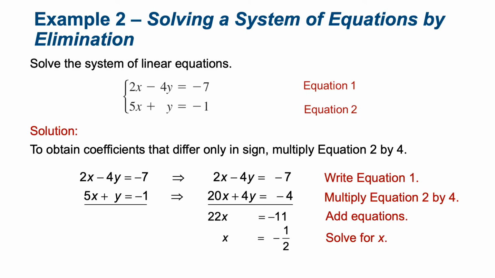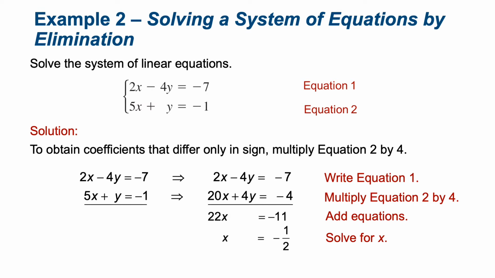Okay, let's do another one. We have 2x minus 4y is equal to negative 7, and 5x plus y is equal to negative 1. So in order to obtain coefficients that only differ in sign, we're going to multiply the second equation by 4. Okay, so we get the same thing for equation 1, but then on the bottom we would get 4 times 5 is 20x plus 4y is equal to negative 4, because we multiplied every single thing in that equation by 4.